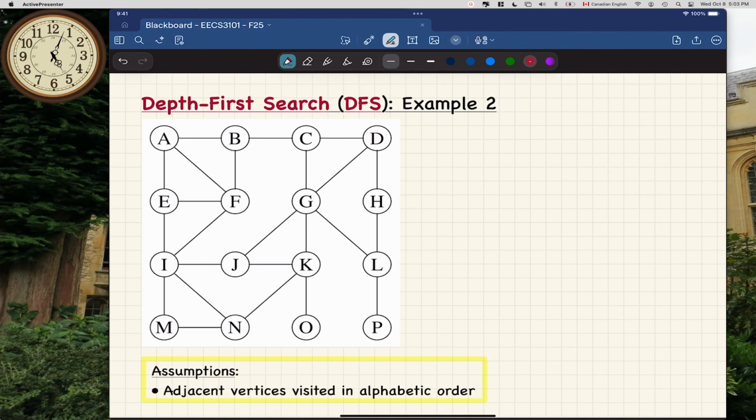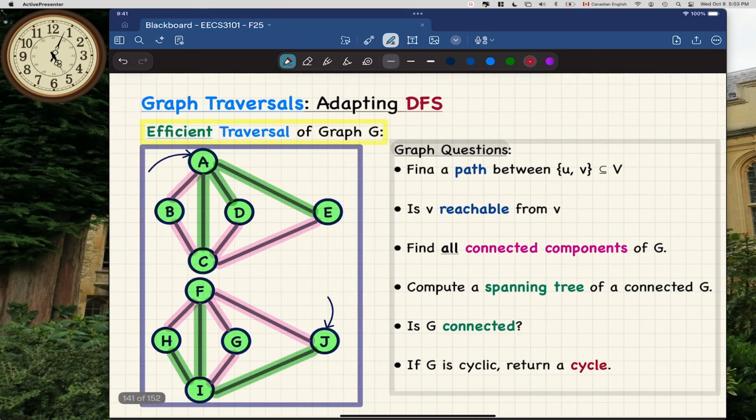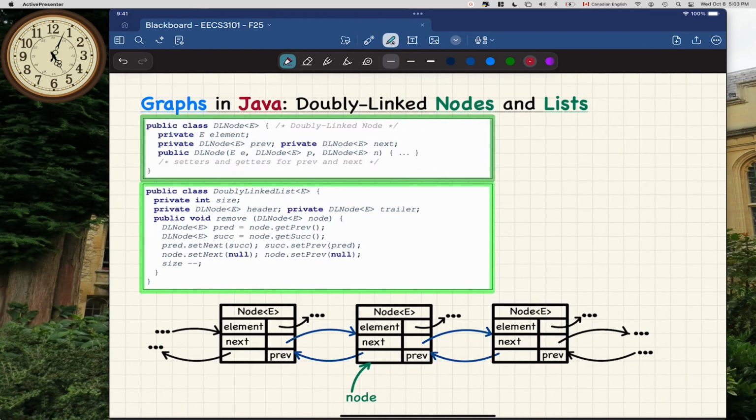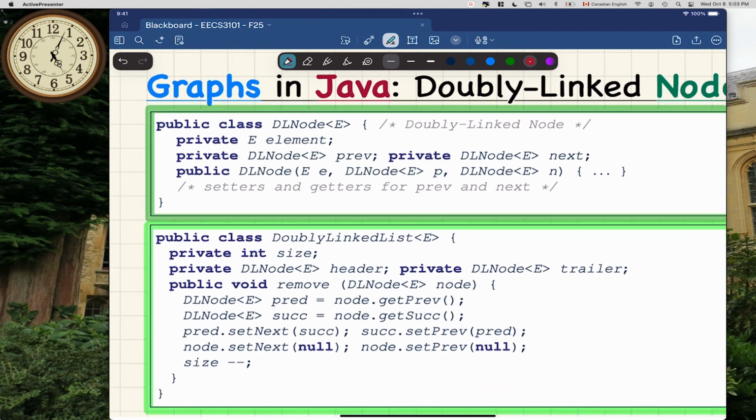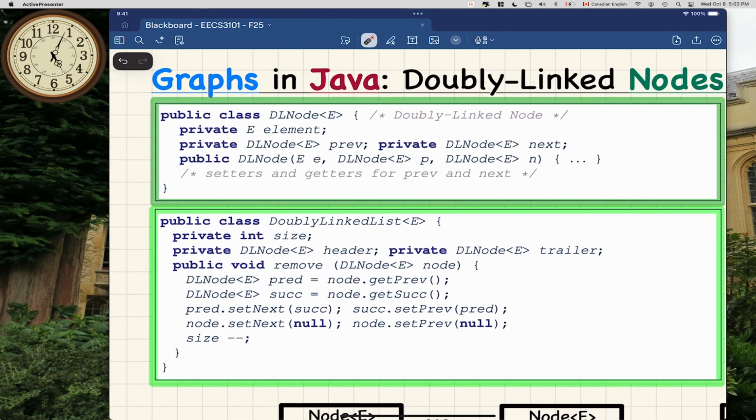So remember, you learned about doubly linked node and doubly linked list in 2101. Okay, let's take a look. Just brush up the mind. Okay, we got doubly linked node right here. Let me just highlight it. Doubly linked node right here. Okay, so it's generic E, which can be instantiated to any elements, integer, string, person, any object.